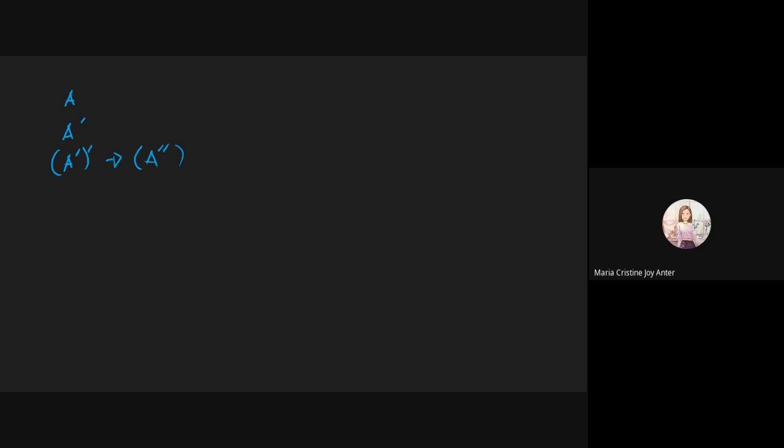Sige. Get's na no? What if all elements sa two sets kay common? Oh, so therefore the two sets are equivalent sets.